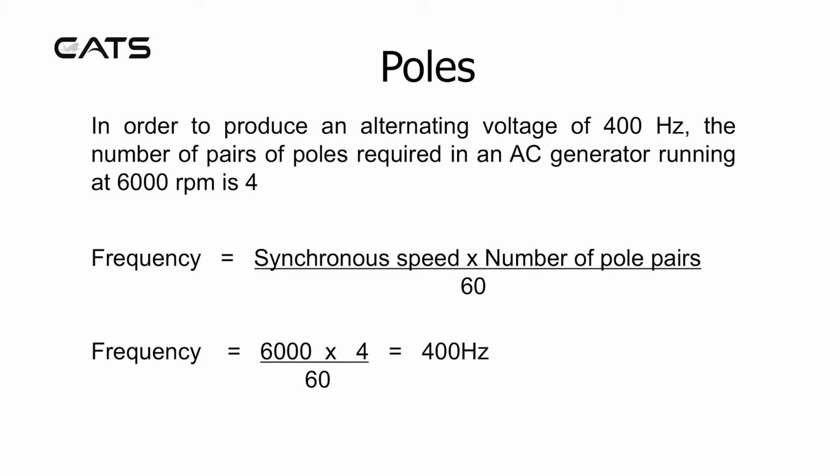Generator frequency. In order to produce an alternating voltage of 400 Hz, the number of pairs of poles required in an AC generator running at 6,000 RPM is? Well, the formula to calculate this is frequency equals synchronous speed multiplied by the number of pole pairs divided by 60. The generator was running at 6,000 RPM, so that's 6,000 multiplied by 4 pole pairs, divided by 60, producing a frequency of 400 Hz.